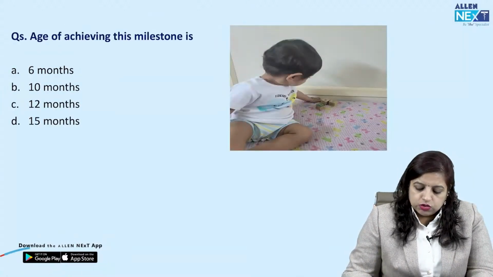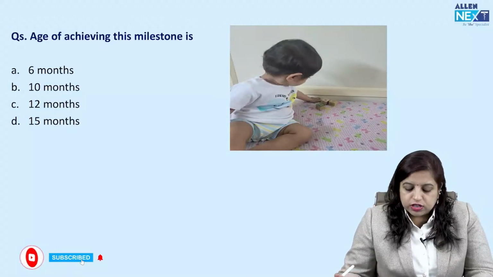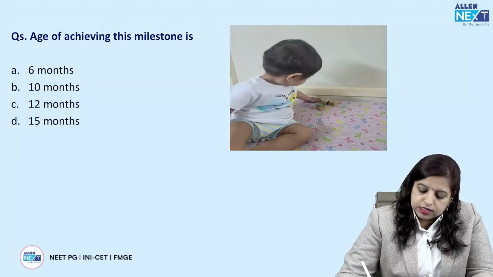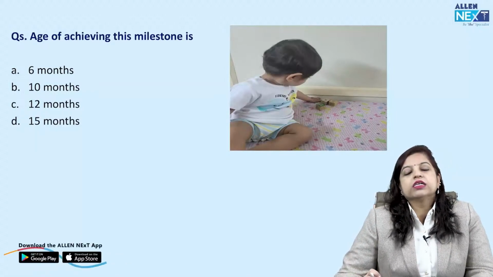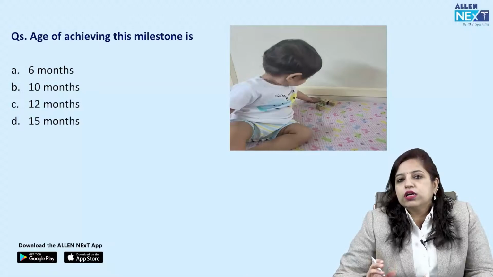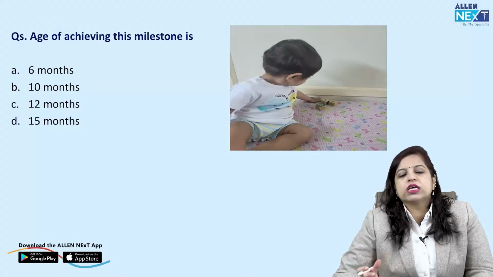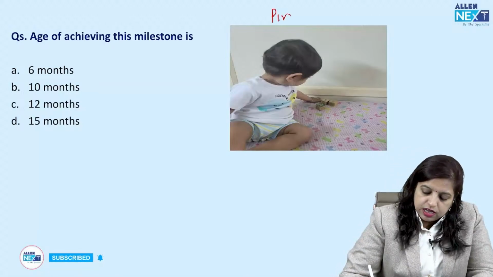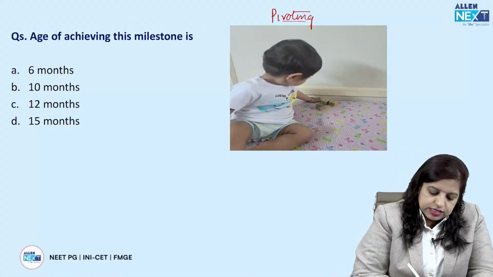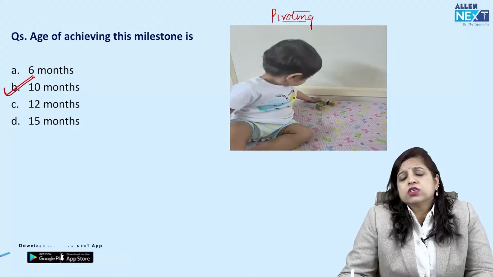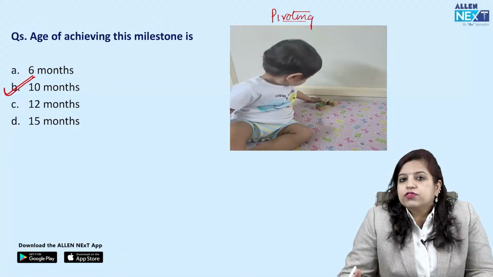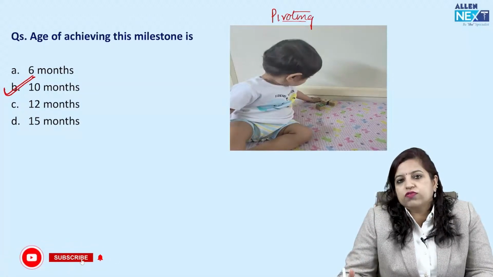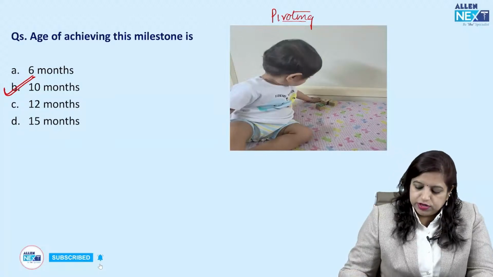Okay, then coming to the next developmental milestone, age of achieving this milestone is. So what is this child doing? This child is turning, is pivoting. Pivoting means turning around, keeping the gluteal region as a base, and twisting his upper body on his gluteal region, which is known as pivoting. And pivoting, remember, also occurs at 10 months of age. So 10 months of age is actually very significant. In the first year of life, you have many milestones the child is going to gain at 10 months of age. One is cruising, one is pivoting, which we have just seen.